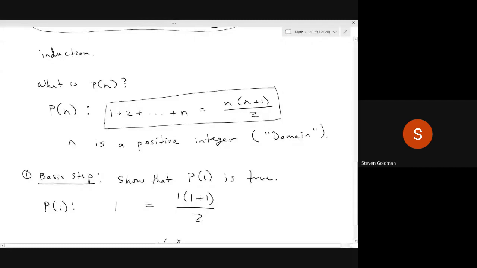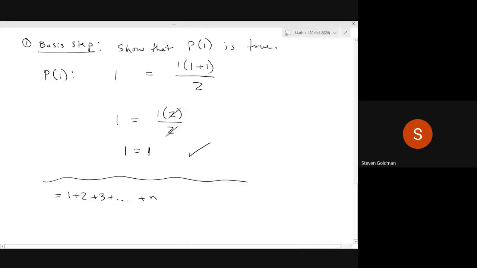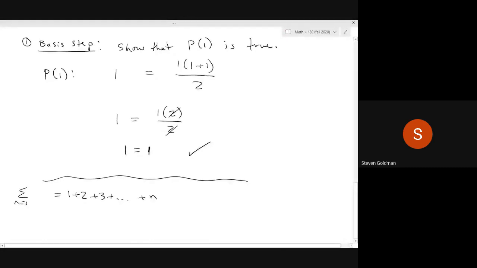Maybe to make that a little clearer, let me rewrite this. 1 plus 2 plus 3 plus ... plus n is the same thing as the sum from i equals 1 to n of i. So if n is 1, it's just the sum from i equals 1 to 1 of i, which is just 1.